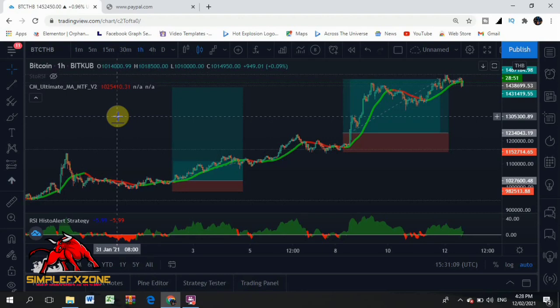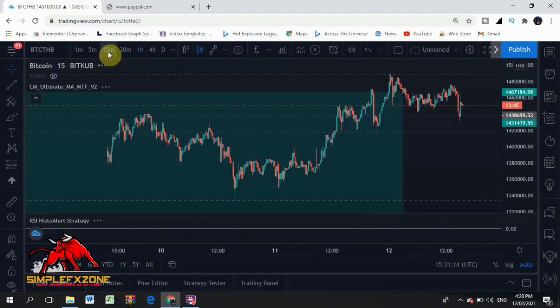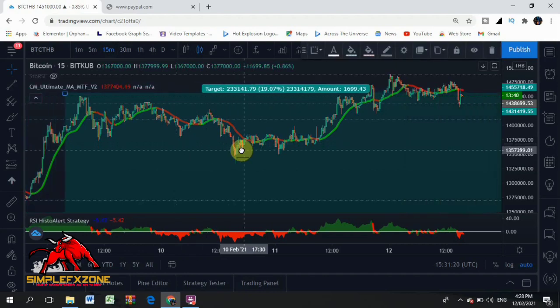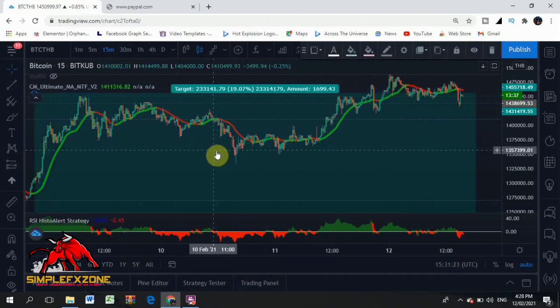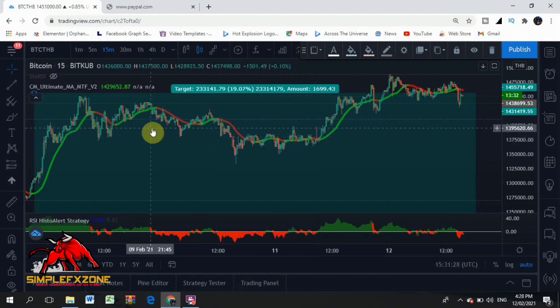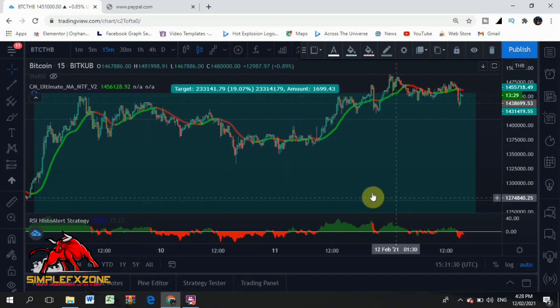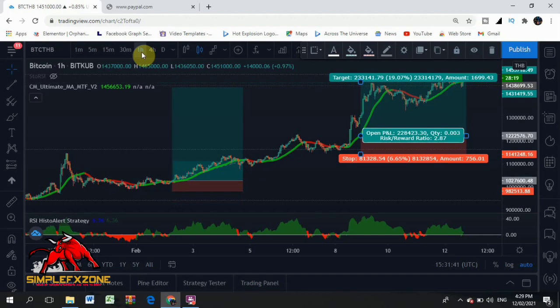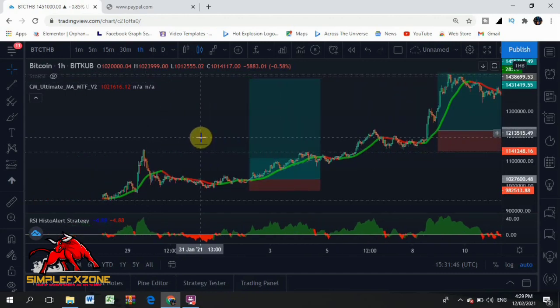When you go to 15 minutes, let me show you something. You enter your trade in 1 hour, and when you go to 15 minutes, you can see this is an opportunity, this is a sell opportunity here. There are a lot of signals because the time frame is very low. So you can use the strategy in 15 minutes also, but if you are not that good, don't mess with the scalping time frame.